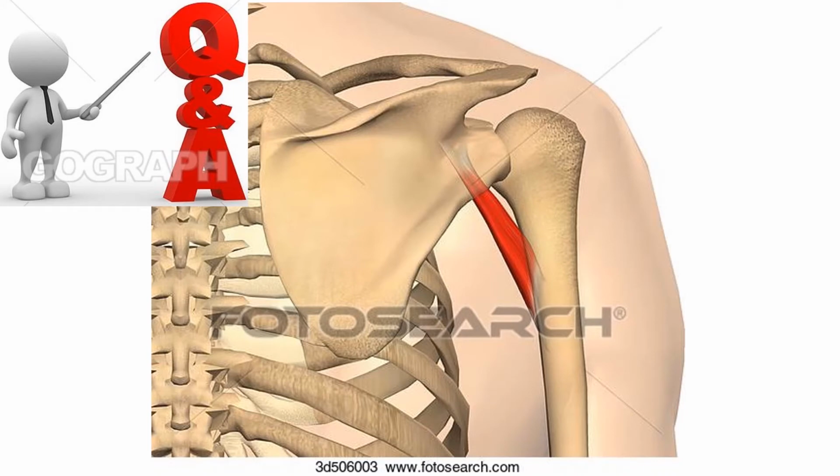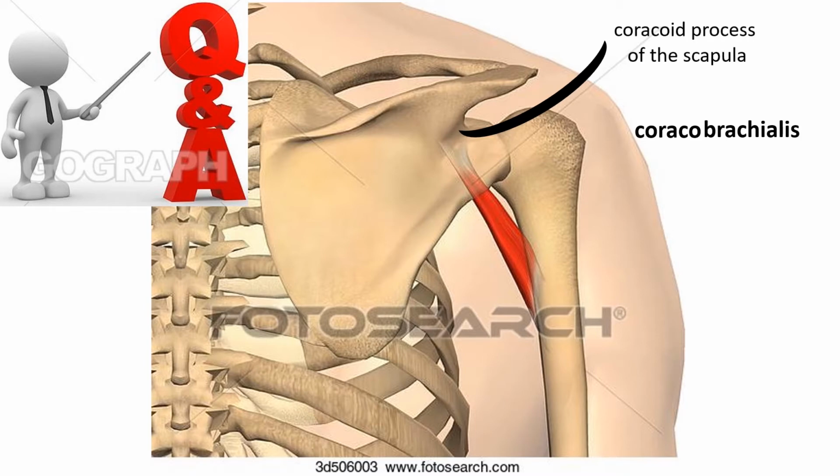Question: where are we now? We are looking at the back of the shoulder joint, where we can see the scapula and the spine of the scapula. What is this muscle? This muscle is called coracobrachialis. That means it comes from the coracoid process of the scapula and goes to the humerus. This is a shadow of the coracoid process, because the coracoid process is anterior, and this is the way it inserts into the upper part of the shaft of the humerus.